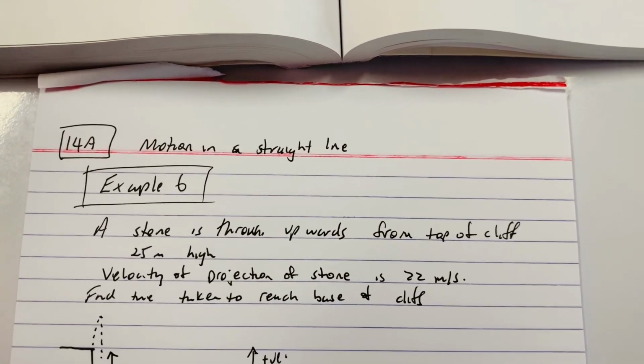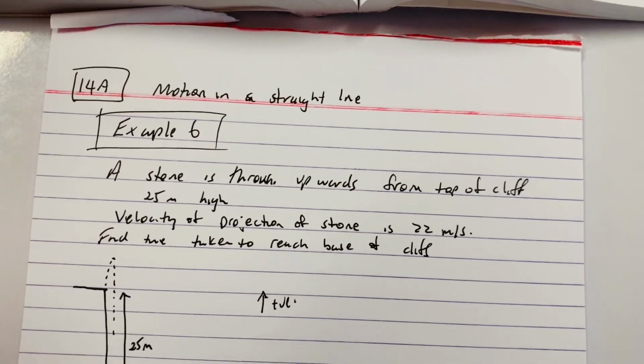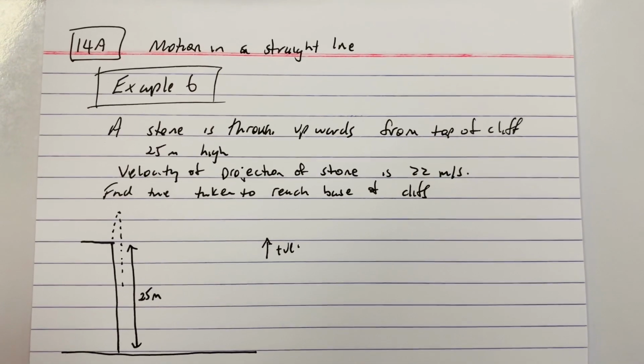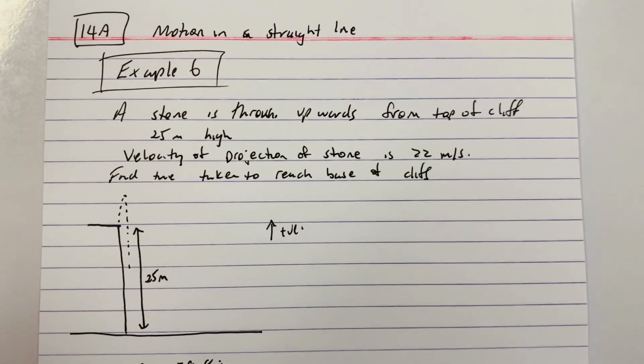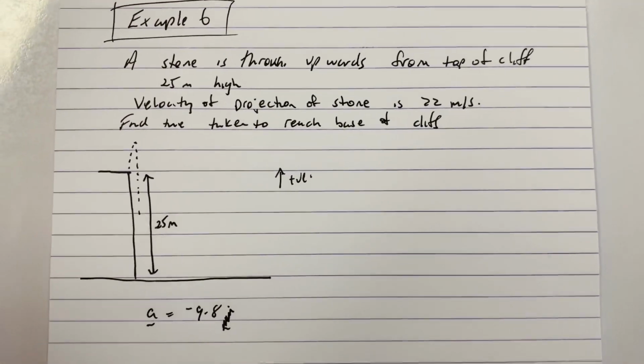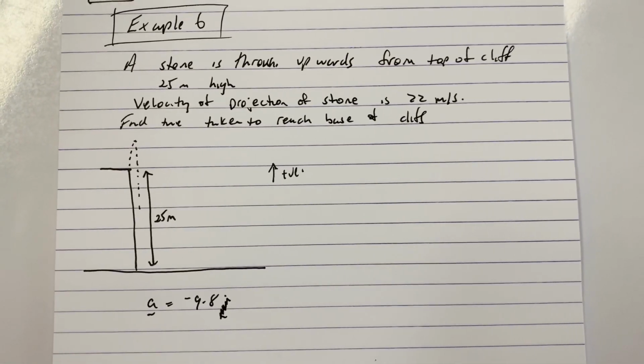Chapter 14a, Modelling Motion in a Straight Line, Example 6. A stone is thrown upwards from the top of a cliff, 25 metres high. Velocity of the projection of the stone is 22 metres per second. Find the time taken to reach the base of the cliff.